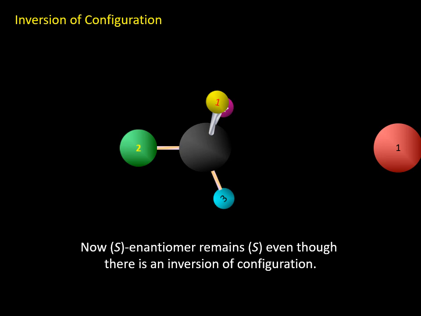So for that reason, never make an assumption about the configuration of the product, the designation R or S. It's going to be a particular designation based on what the starting material was. Always check what the priorities of the substituents are, whether they remain the same or not, and whether you have to determine priorities again and then determine the configuration of the product again.